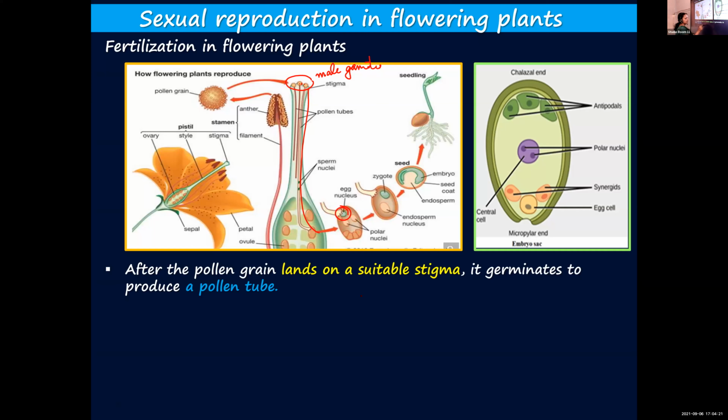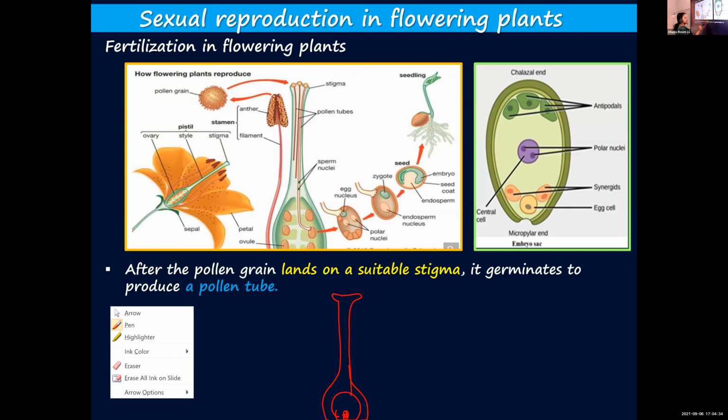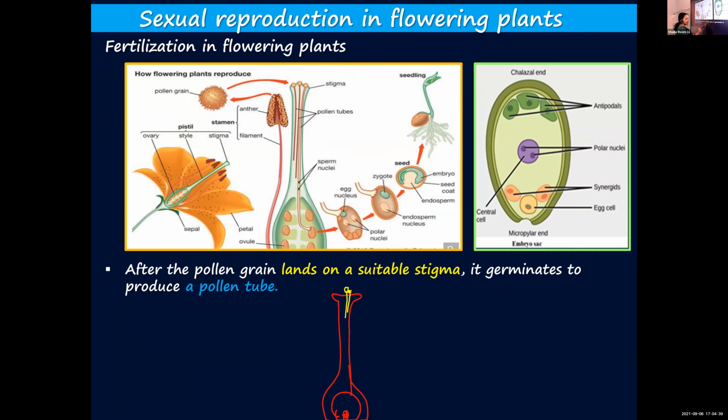Say, for example, if this is the stigma and this is the ovary, it is inside the ovary that the egg is present. So once the pollen has landed over here, it will germinate and produce a tube. And this tube will grow towards the egg. And once the pollen tube reaches there, it will transfer the male gametes, which will result in the fusion of male and female gametes.